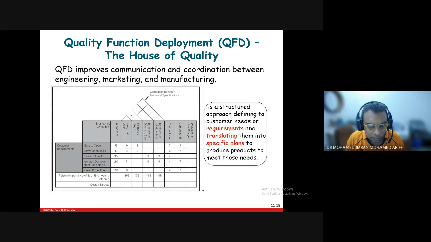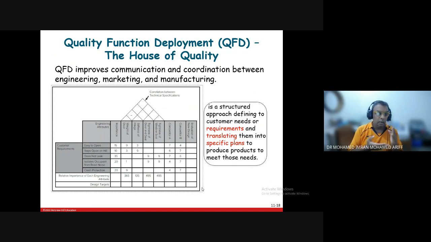Quality function deployment, QFD. What QFD does is, this is just a structured way of defining requirements, translating these requirements and assigning them to specific departments or devising plans. For example, here the customer has five requirements. The customer says, I want the product to be easy to open, stays open on a hill, does not leak, isolates occupants from road noise, and has crash protection. These are the customer's requirements.